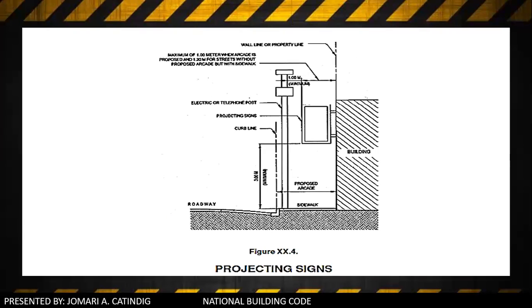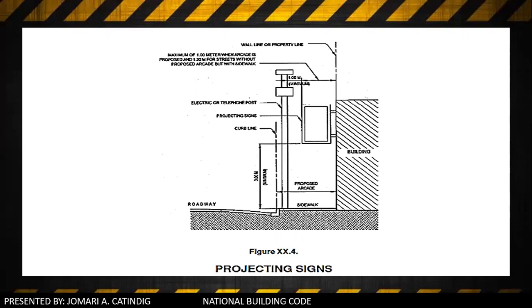Then the horizontal projections of signboard shall follow subsections 1 and 2 of this rule. Then in case of two adjacent buildings, adjacent signboard shall be placed at a distance of not less than 2 meters from the common boundary line. Then signboard shall not obstruct any window or emergency exit and shall not be closer than 1 meter from electric and telephone posts and wires.